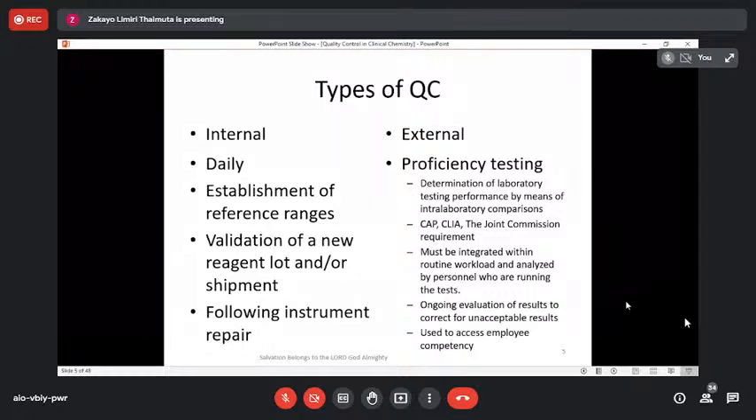Integration to routine workload. This will help you to know what assignment you are giving to whom, so that certain people are not overloaded and other people are not given less work, to be able to utilize your personnel well. The ongoing evaluation of the test to correct unacceptable results. I've already given you an example of the COVID-19 results, which you all know.